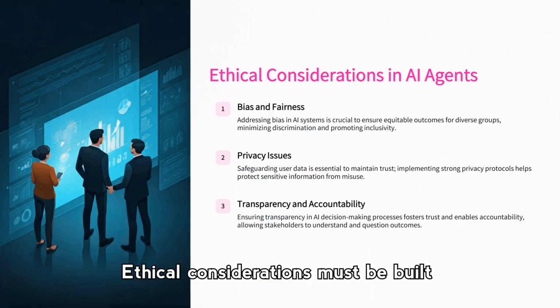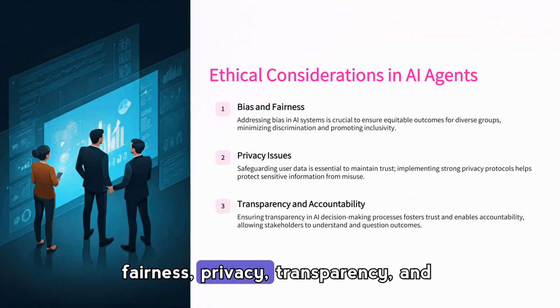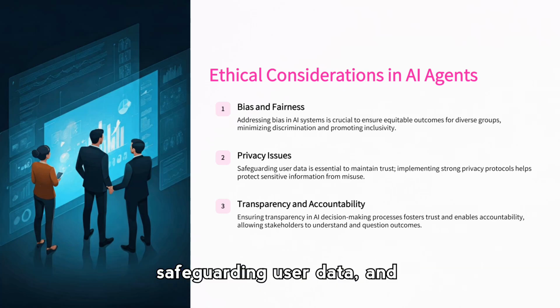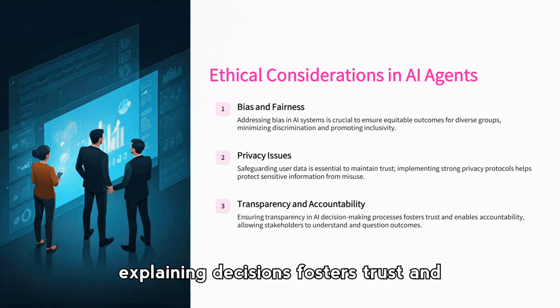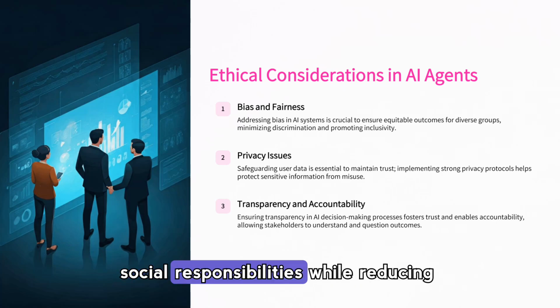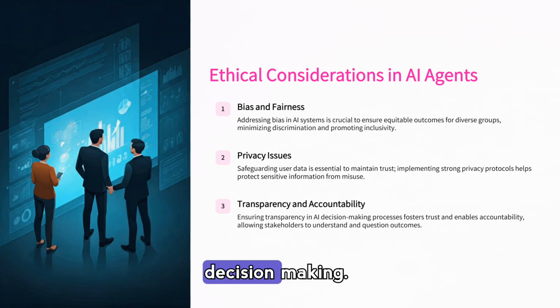Ethical considerations must be built into agent design, focusing on fairness, privacy, transparency, and accountability. Addressing bias, safeguarding user data, and explaining decisions fosters trust and helps organizations meet legal and social responsibilities while reducing harms associated with automated decision-making.